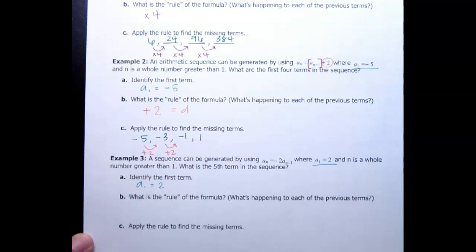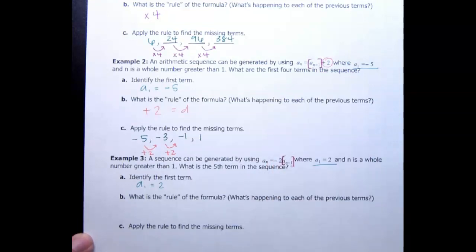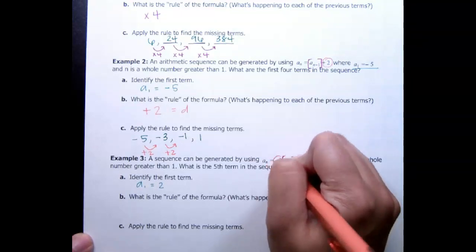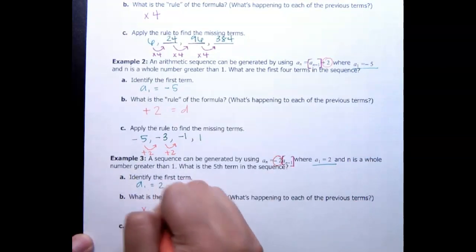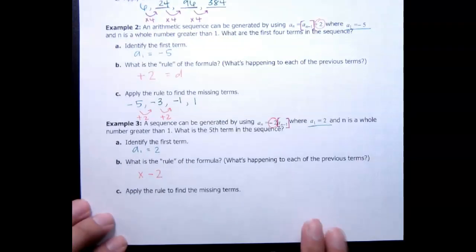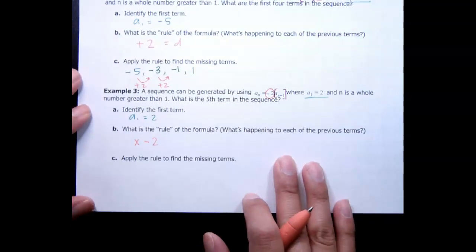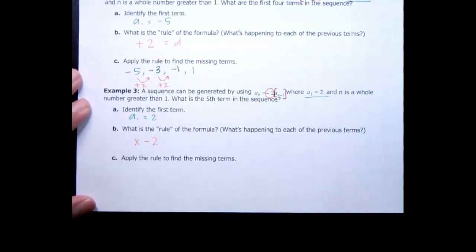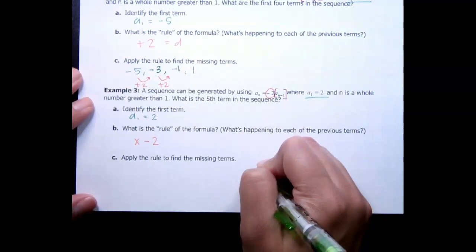What are we doing to the previous term? Well, here's my previous term. What's being done to that a sub n minus 1? Well, I have this negative 2 in front of it. With it being directly in front, it means I multiply by negative 2, or times negative 2. So this time we're not adding or subtracting because it's not an arithmetic sequence. So now we apply the rule to find the missing term. I'm looking for the 5th term, not all 5, just the 5th term.